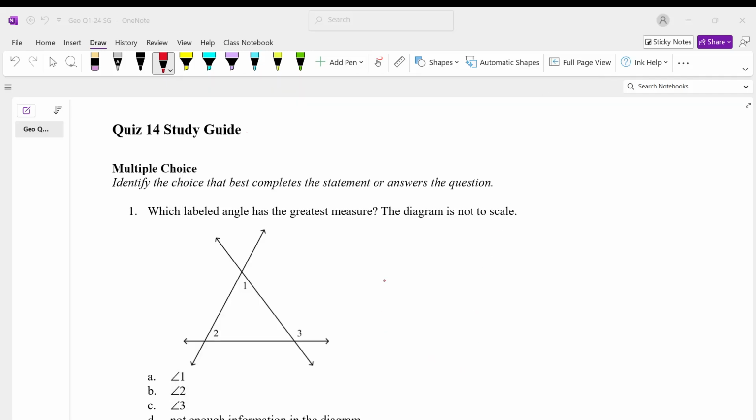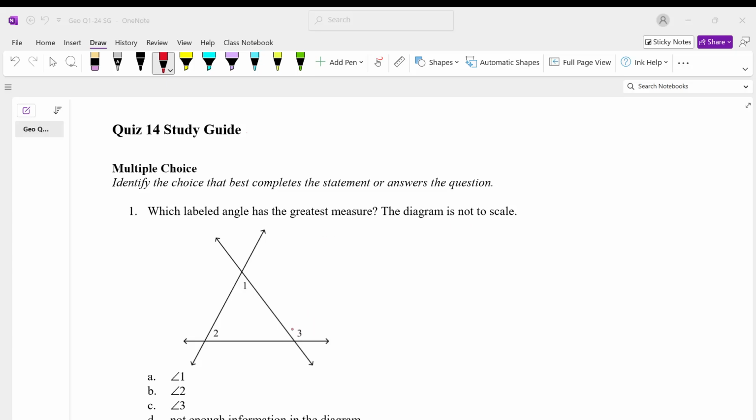All right, so we're going to do this quiz 14 study guide today. Quiz tomorrow. So problem number 1, which labeled angle has the greatest measure? Diagram is not to scale.